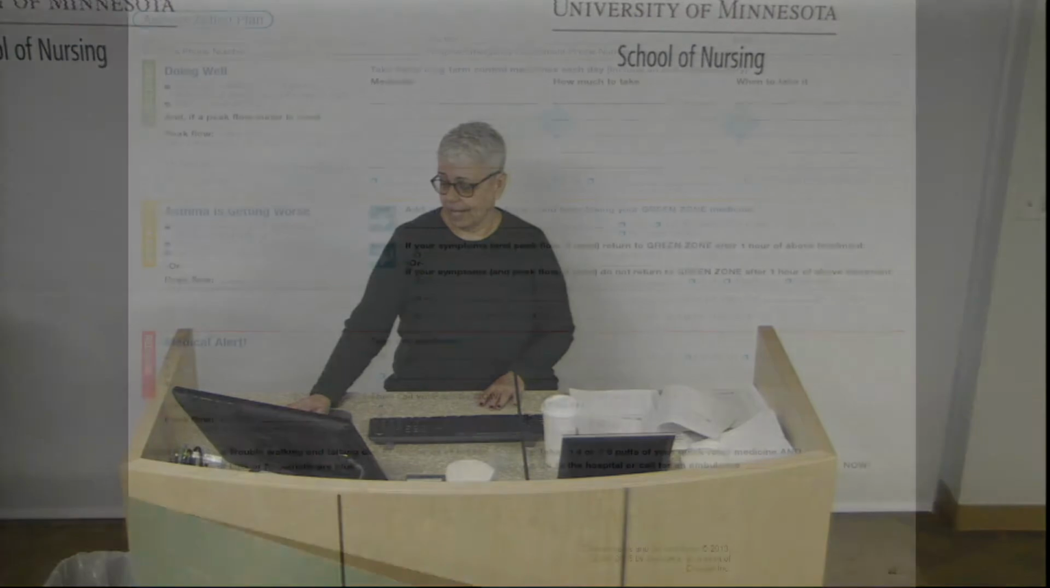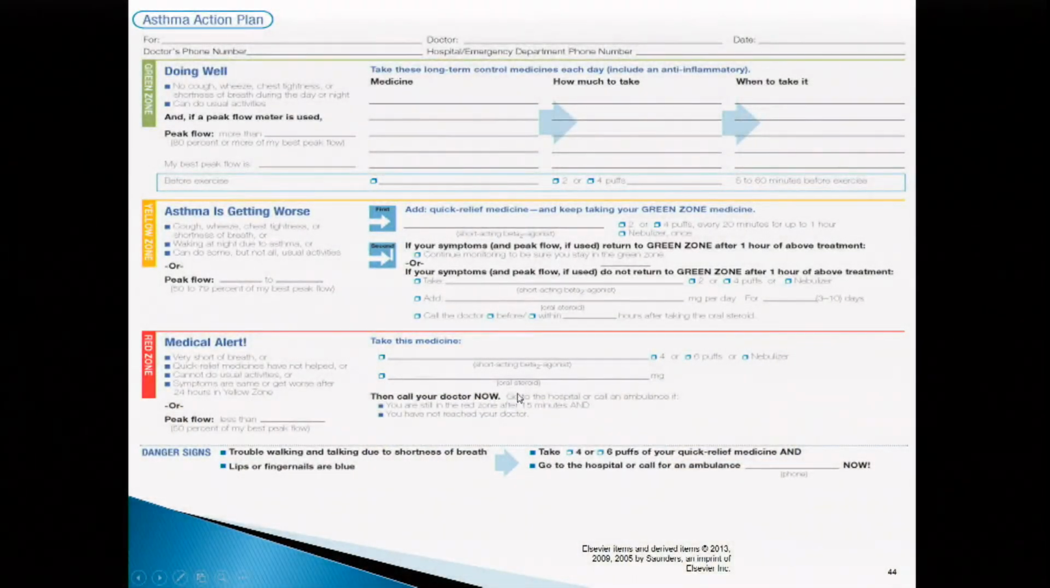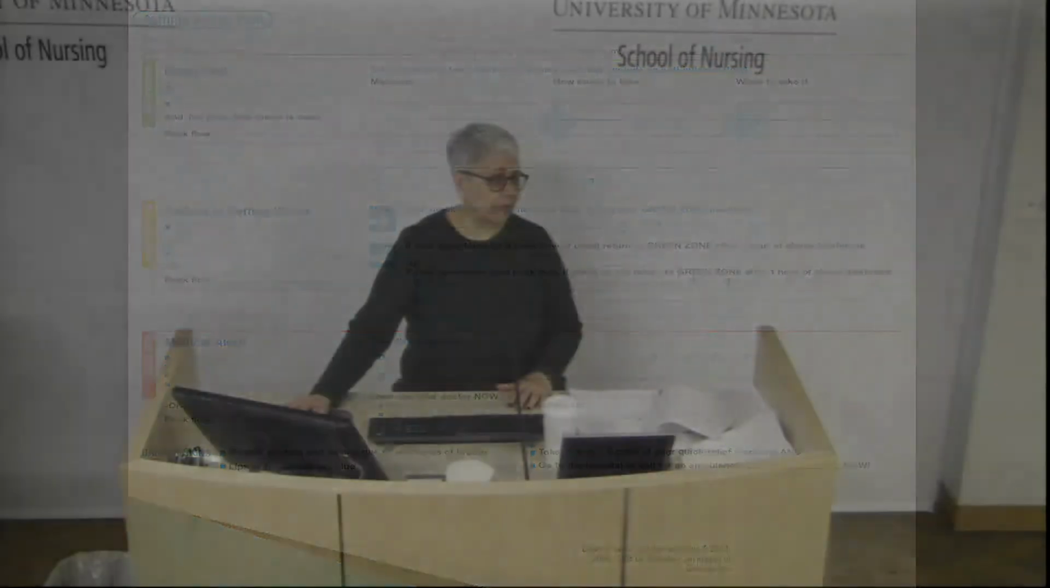And then the red zone is my medic alert. So if these set of symptoms are present, this is an emergency. You need to really take and then call your doctor, right? So I'm going to take these medicines, and I'm going to call the doctor, or call an ambulance or whatever, because this is critical. So every family should have an asthma action plan, and they should know how to implement it and when to implement what steps. Make sense?